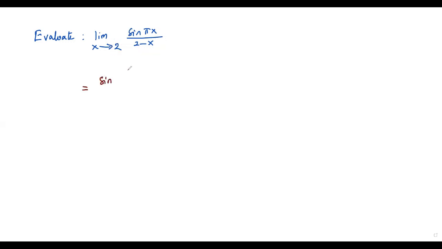Then I'll be getting sine(pi times 2) over (2 - 2). So sine of pi times 2 is nothing but sine 2 pi, over 2 - 2, which is 0. We can get the value of sine 2 pi from the unit circle. So the value of sine 2 pi is 0. So we get 0 over 0. Actually, 0 over 0 is called indeterminate form.